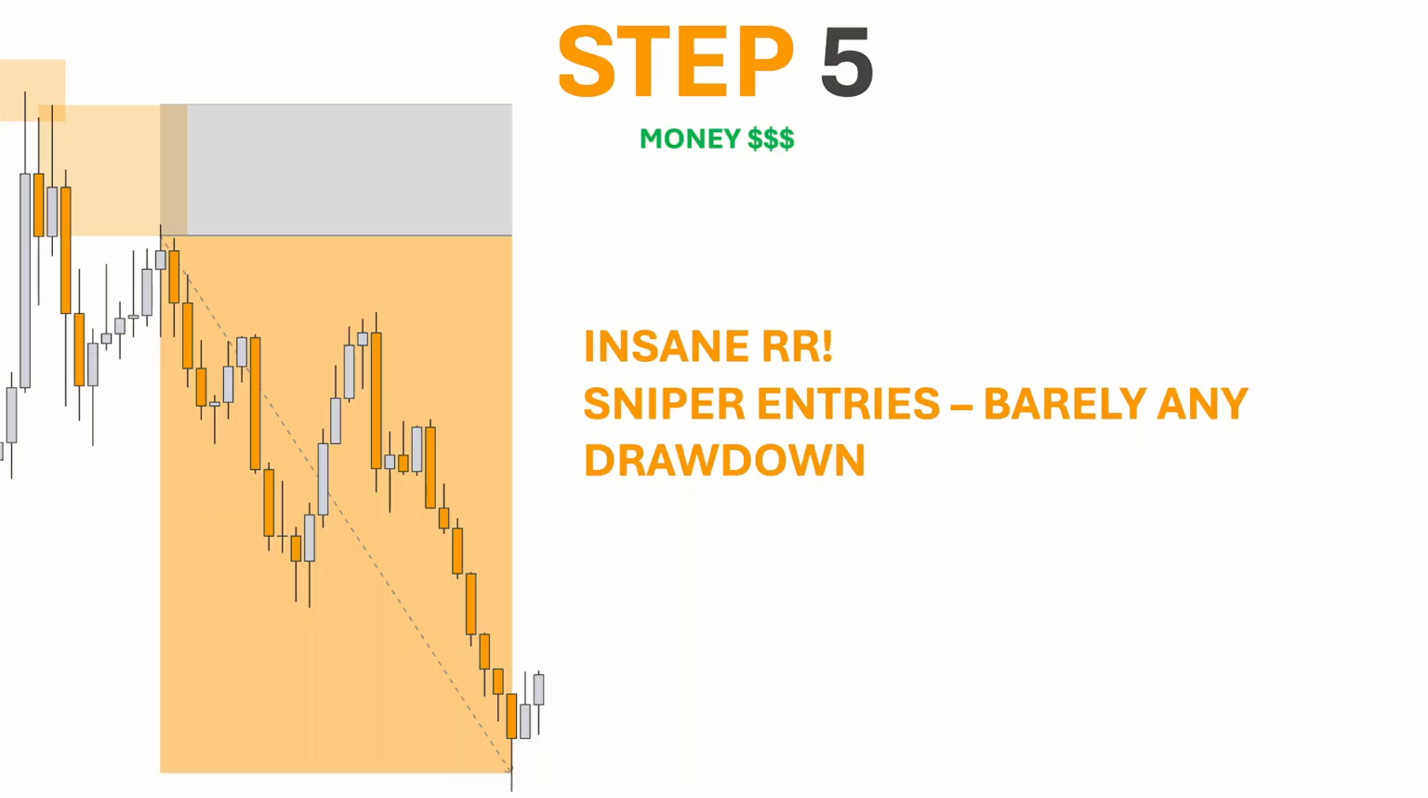This brings us up to our favorite step, step 5, which is the money step. Just wait for your trade to play out. This strategy is amazing. It has an insane risk to reward. Risk to rewards are 1 to 7, 1 to 8, 1 to 10. I've caught 1 to 50s with this strategy. I've had people catch 1 to 50s. It's just an amazing strategy. You get sniper entries with this order block strategy. Most of the time you are barely in any drawdown.